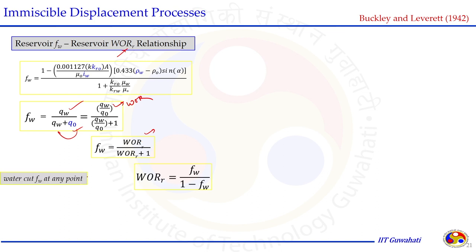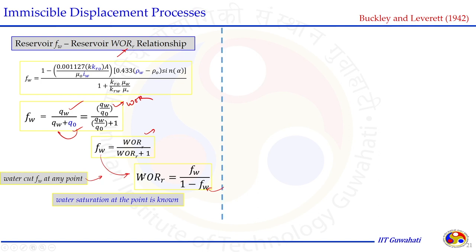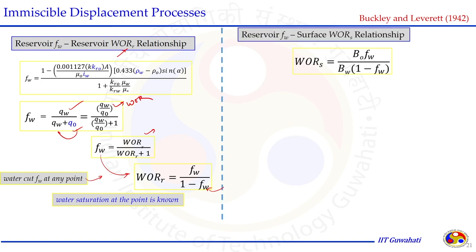So the water cut at any given point can be calculated just by adjusting this equation in the form of Fw. So the water saturation at the point is known. When the water saturation is known, we know the relative permeability. When we know the relative permeability, we can calculate the WOR. A similar relationship can be established for the other, like the reservoir Fw to surface WOR. Here we consider the reservoir WOR. Here we can consider the surface WOR. The difference will come only in converting the flow rate at reservoir condition to surface condition using the volume formation factor Bo for the oil and Bw for the water.